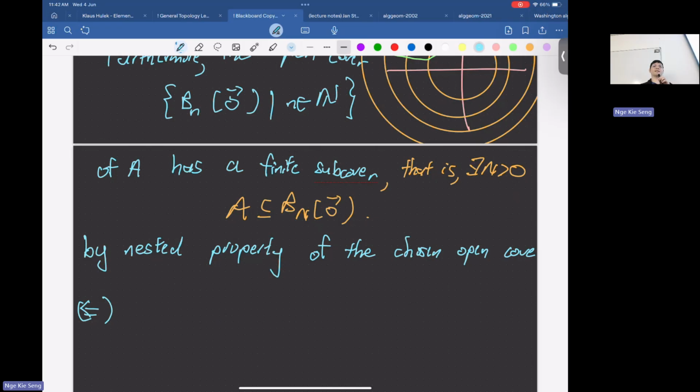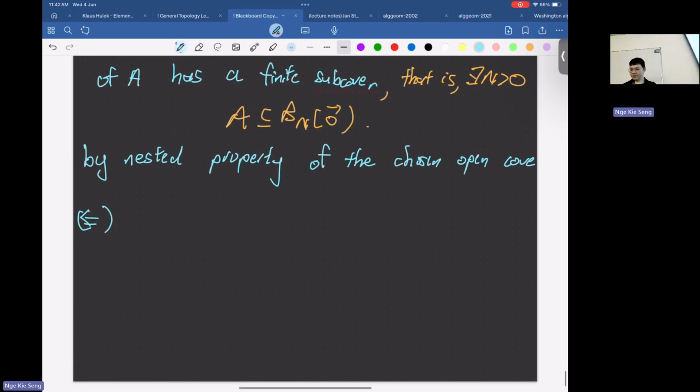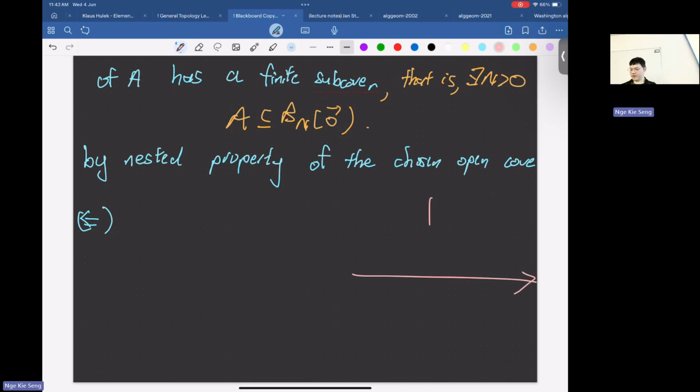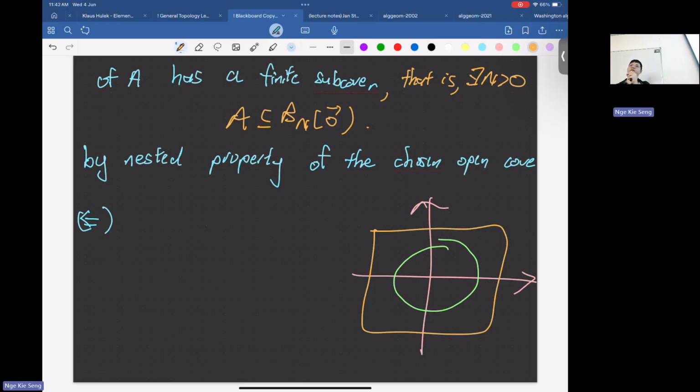Is Rn compact? No. Last time we already showed that the real numbers are not compact. You can use a similar argument to show that Rn is not compact. But is it possible to find a compact set such that this closed set lives in it? You want to use the fact that closed in compact is compact. So is it possible to find, in between A and Rn, a compact set that this closed set lives in?